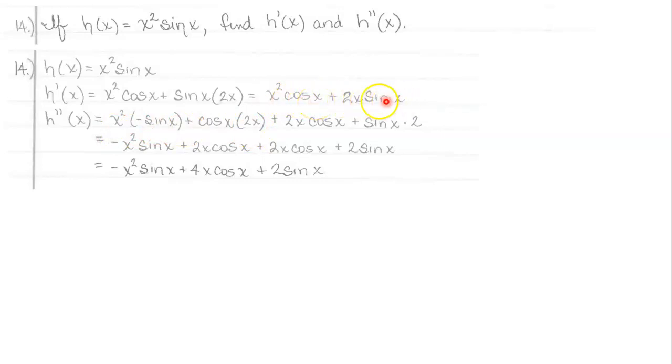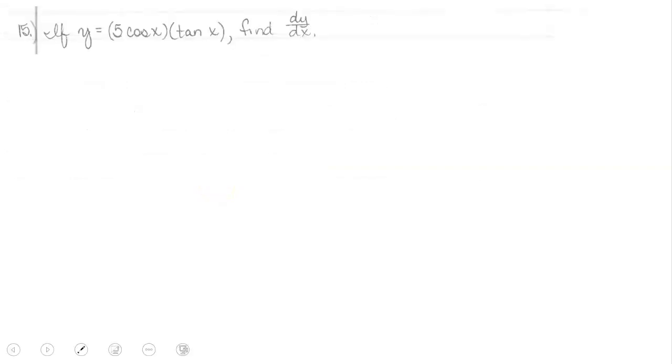All right, now we need to do product rule for this piece. So again, we're going to do first times derivative of second plus second times derivative of first. All right, so to clean this up a little bit, we've got negative x squared sine x, 2x cosine x, 2x cosine x, and 2 sine x. So we can combine the 2x cosine x and the 2x cosine x to get 4x cosine x.